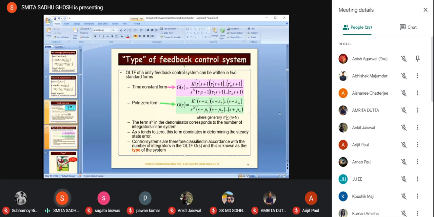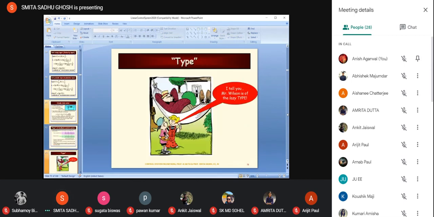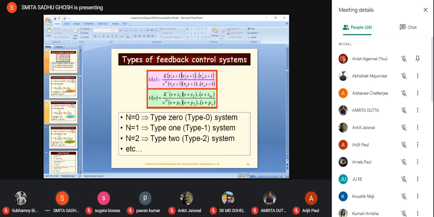So before we go to that, yes, type basically indicates, it's going to give you a feel of the actual nature of the system. It's going to tell you how it is going to act. So that is why the name type has been given to the type 0, type 1, and type 2.